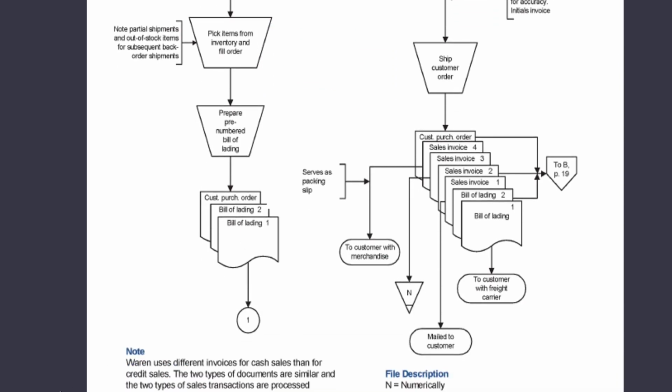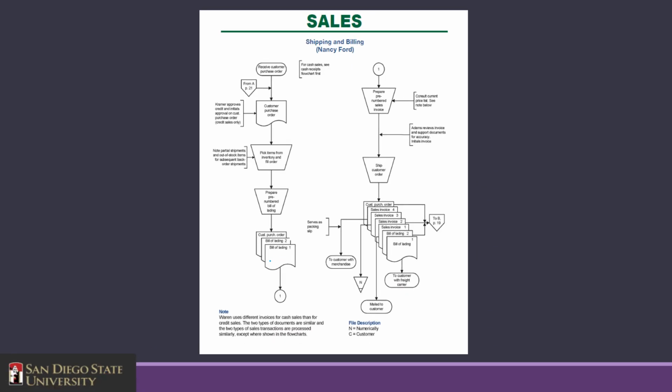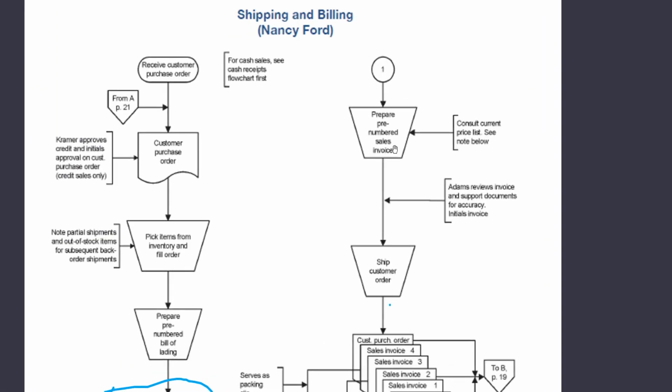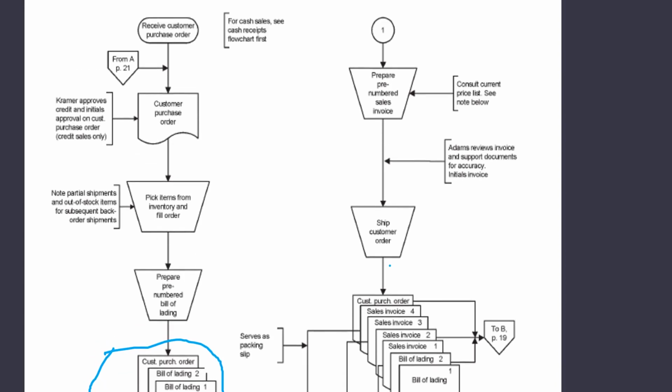So whenever you see the symbol here, we know that we need to prepare a document. So this is a document to be prepared, the bill of lading. And then keep going. We then need to prepare the sales invoice. So there will be another document to be prepared. And when we do that, we need to look at the price list.